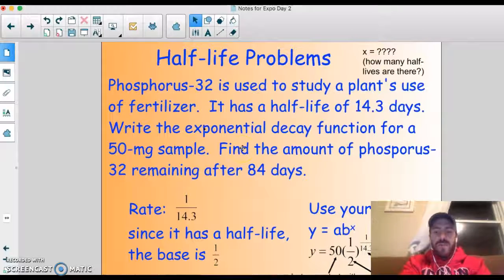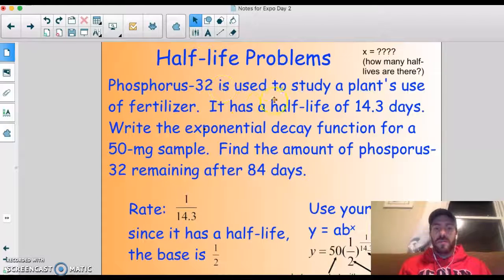So half-life means we have some type of element or some type of atom, and we have a certain amount of it. And it's decaying, it's dying, it's just breaking apart. So the half-life means we're losing half of it every certain number of days. So each element has its own half-life. So here we're going to be looking at phosphorus-32, and its half-life is going to be 14.3 days.